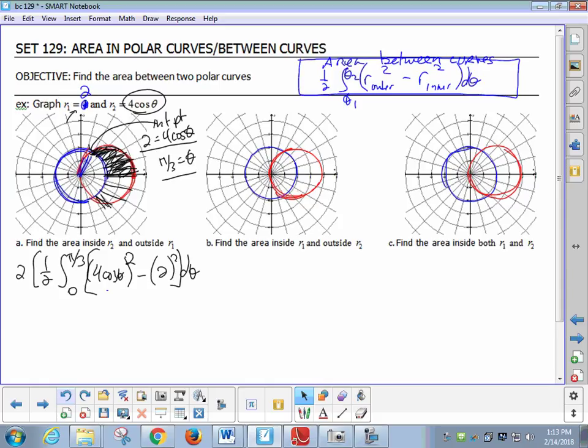Let's go with another. How about the area inside R1, the R equal 2, the blue circle in my case, and outside R2? Shade that, please. It's so important that you do spokes, okay? So I start getting spokes here, and then here, and then here.